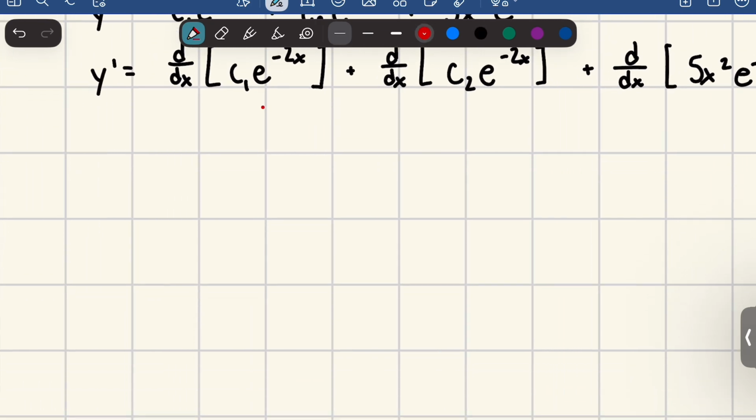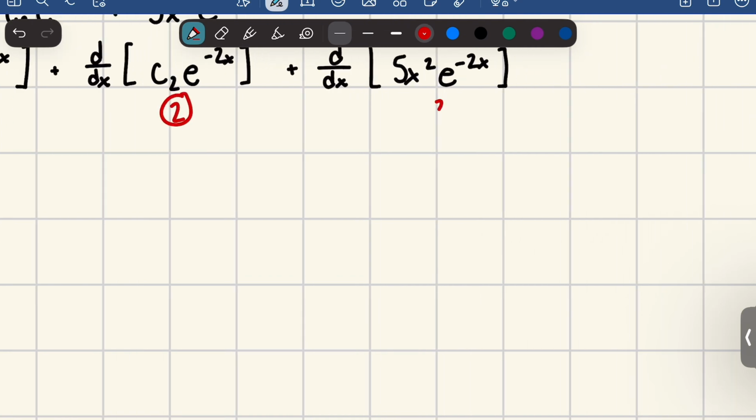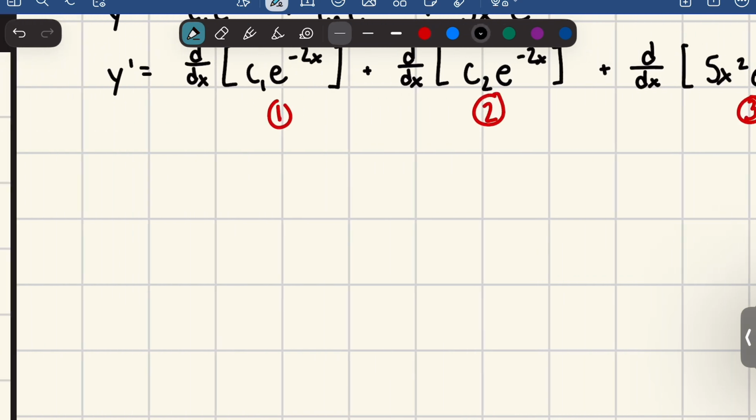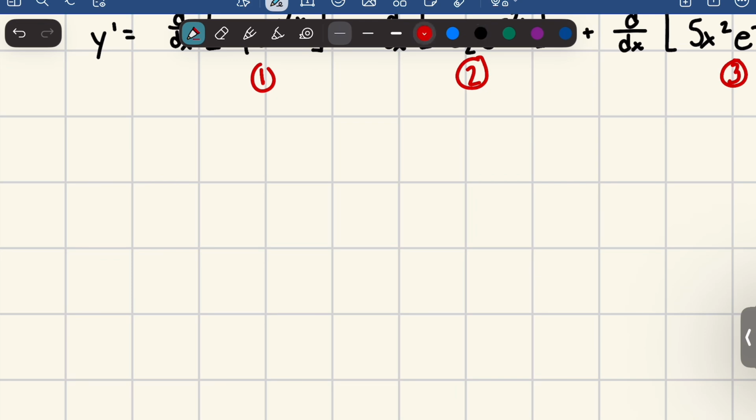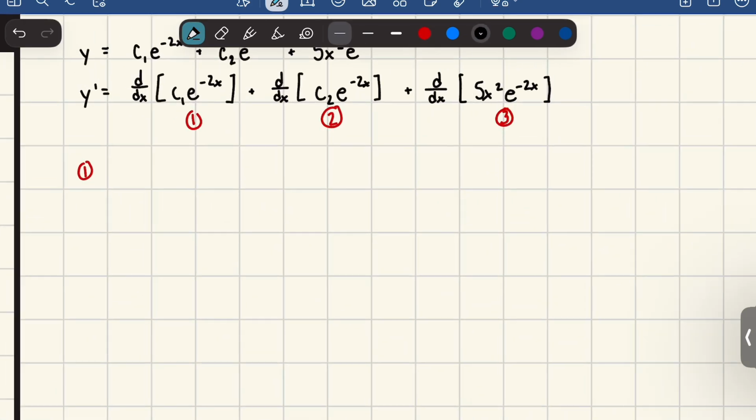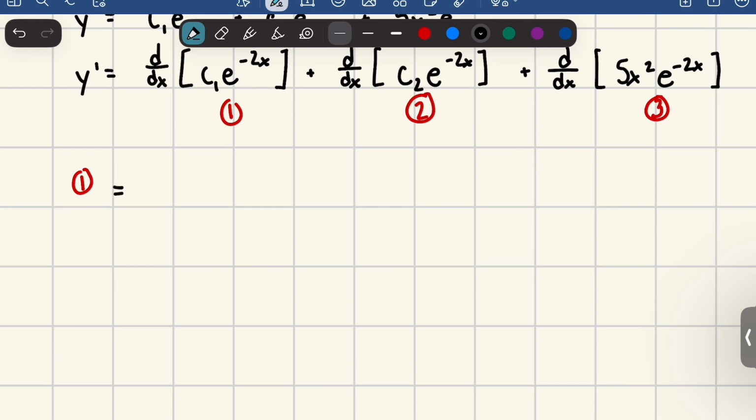We'll do them one at a time, okay? I don't want to do this all over and over on the same line. So one is going to be, this is easy, negative 2c1 e to the negative 2x.